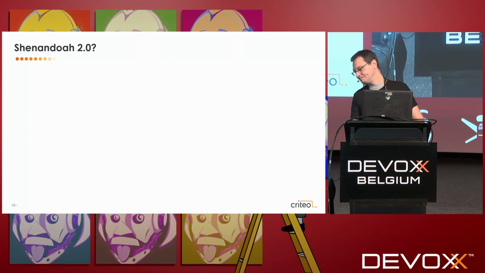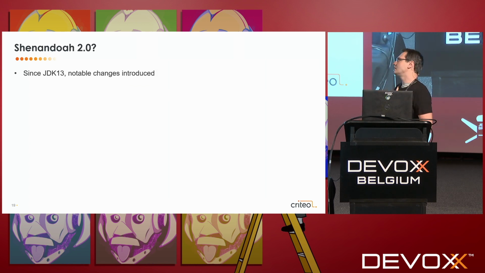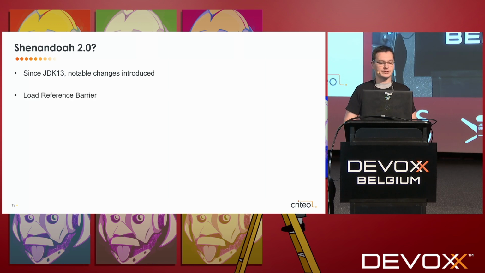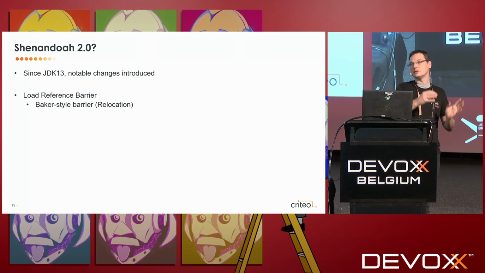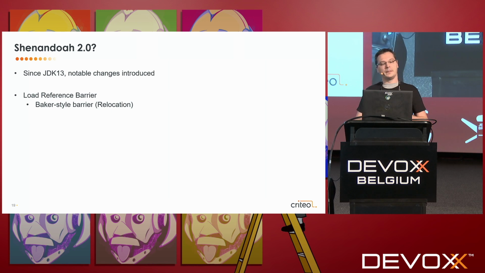After that, since JDK 13, there are notable changes introduced in Shenandoah GC. Very important changes, because they get rid of the Brooks pointer. They introduced this load reference barrier. This new barrier is a Baker's style barrier. It's like the opposite side of a Brooks pointer. It's for dealing with relocation, and it's evaluated not at reference time, but at load time, when we load the reference.